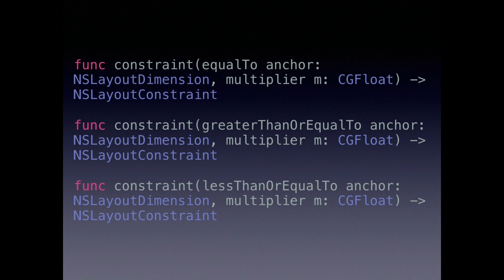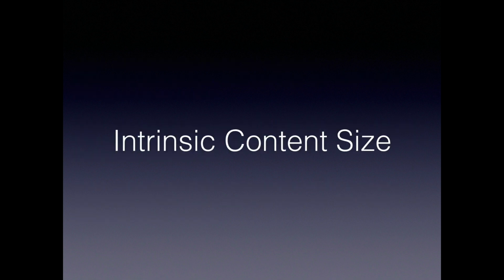And you can still do greater than or equal to, multipliers. Anchors are not weaker than constraints. They just mostly have more sane defaults. So thinking back, that's a lot of code to replicate what was one line of a frame.